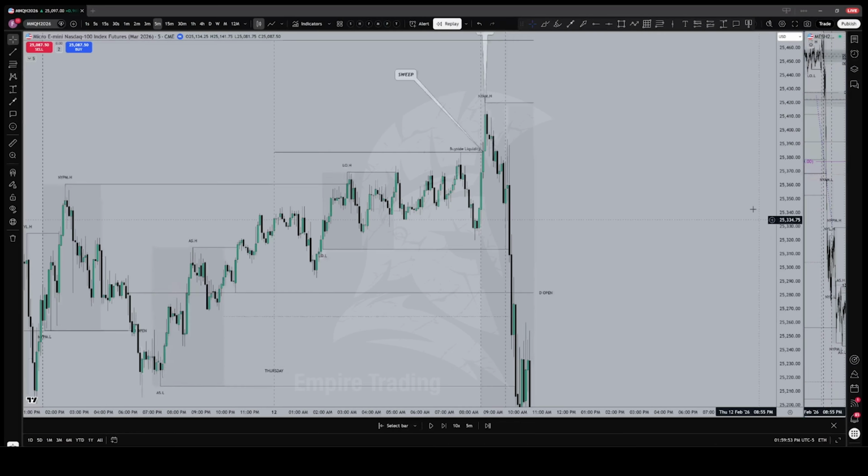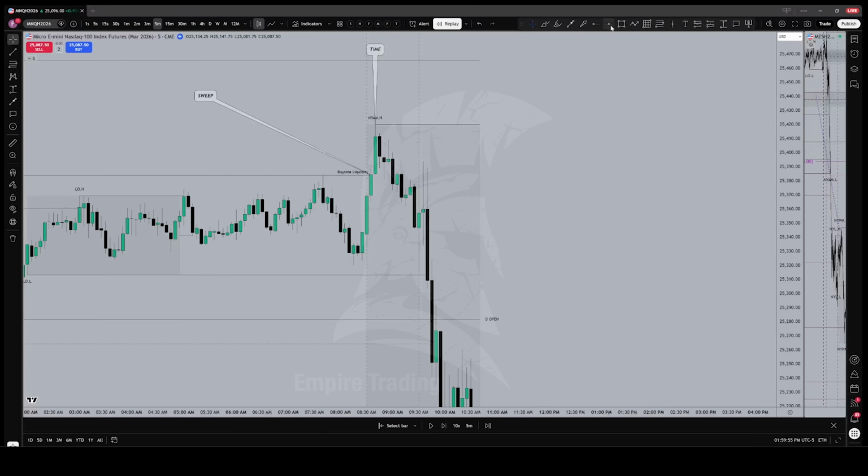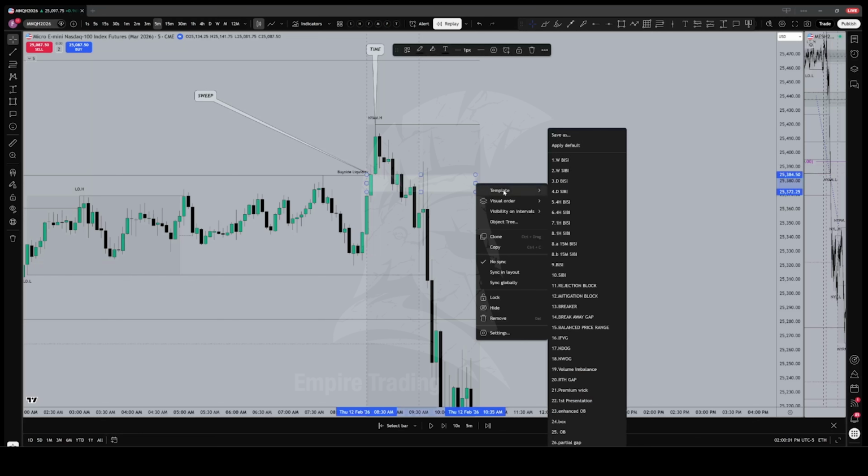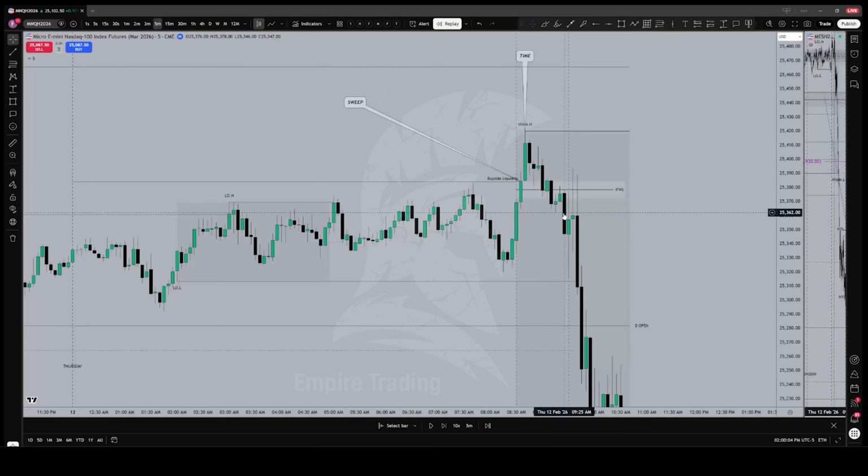And I want to find where the entry was. So I'm just going to cheat. We'll just use a 5 minute for this. Obviously, you're going to be on the 1 minute doing this. This was my inversion, right? Because you're going to know what that is. So there was my inversion, right?